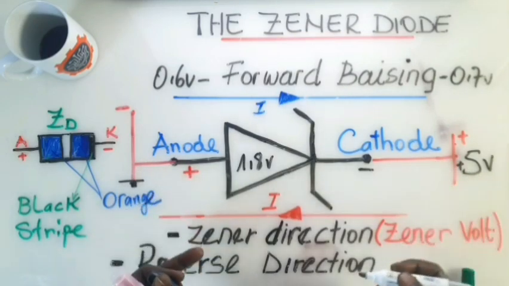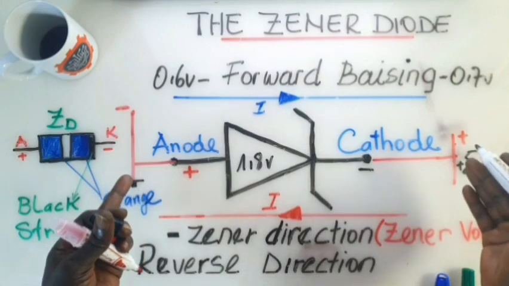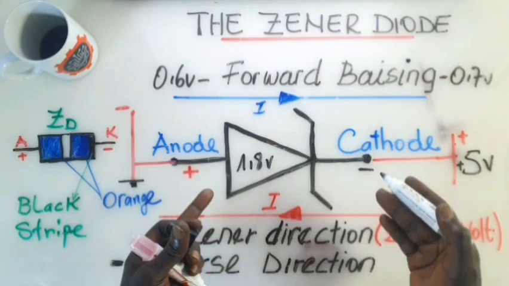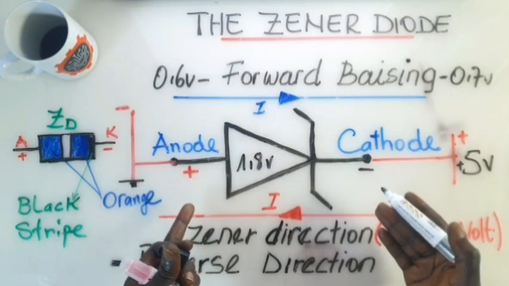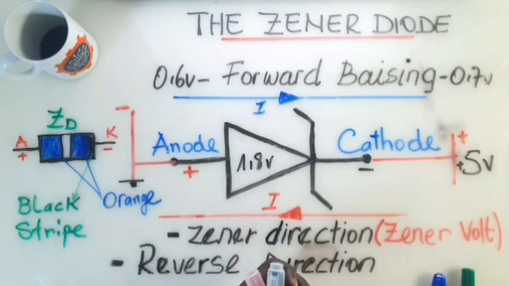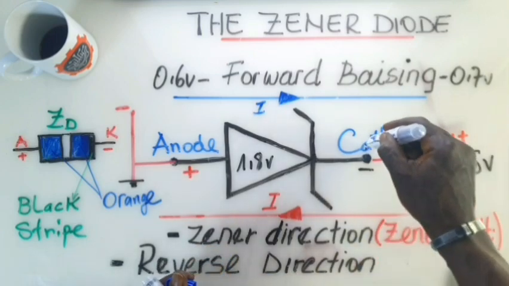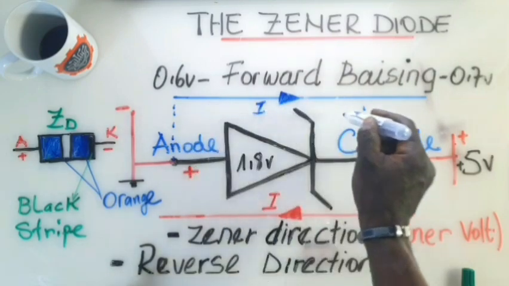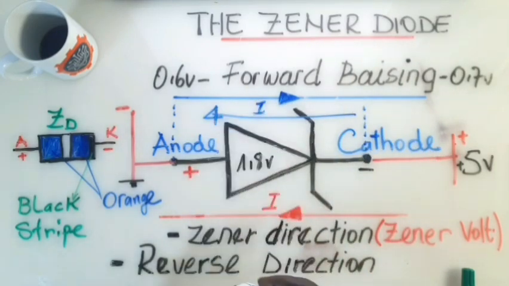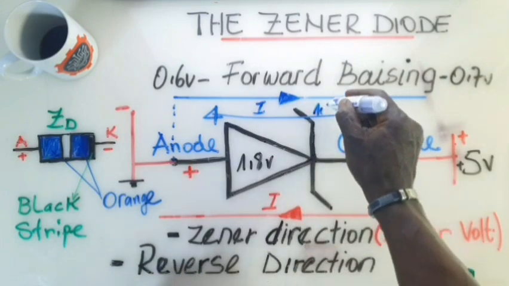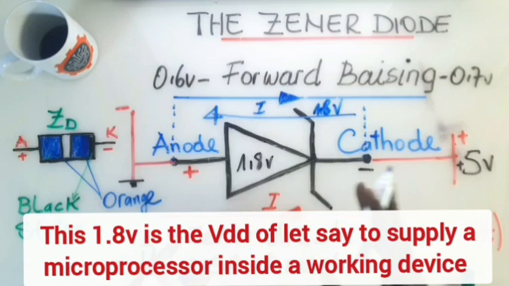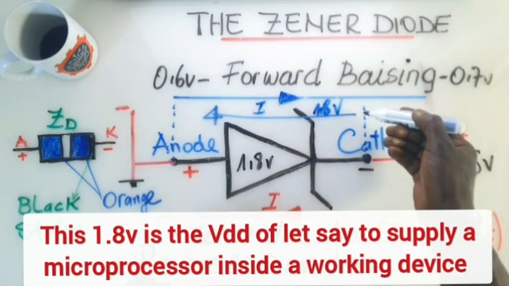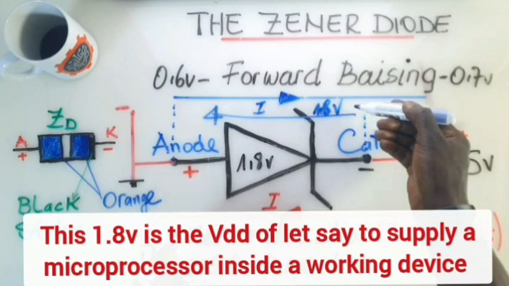So when we connect this diode for this way, it go work like a regulator. So if we measure the voltage across this point for here, it will give we 1.8 volt always. Even if we increase the source voltage, even say we put 10 volt for here, we will still get 1.8 volt for here.